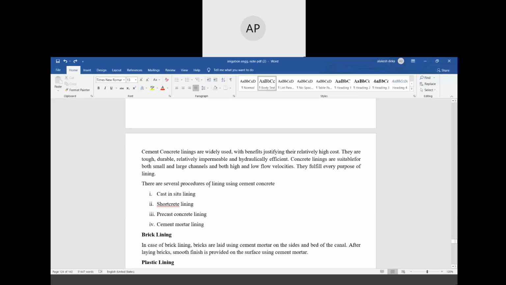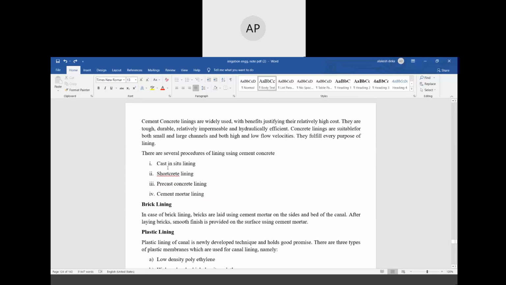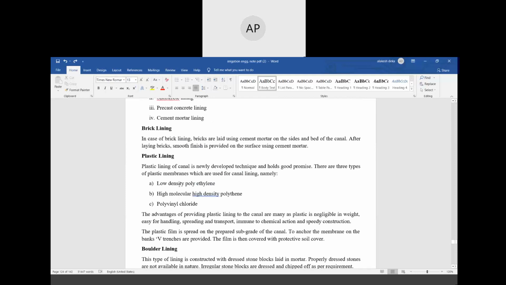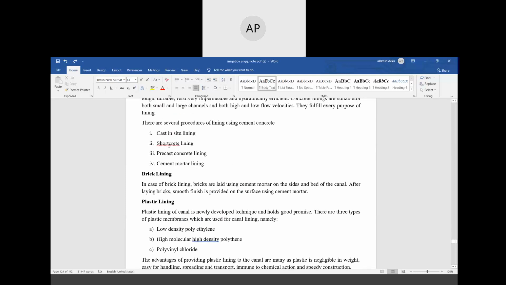There are several procedures of lining using cement concrete. These are cast in situ lining, precast concrete lining, shotcrete lining, and cement mortar. What is shotcrete?